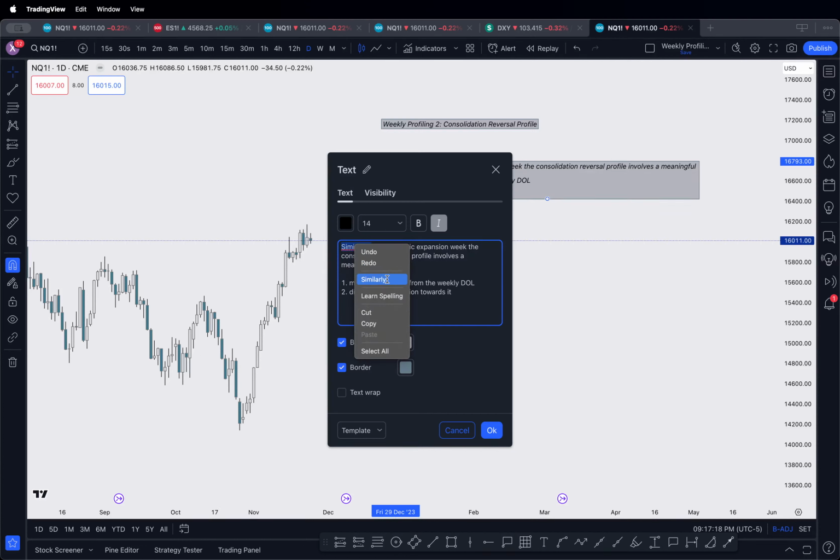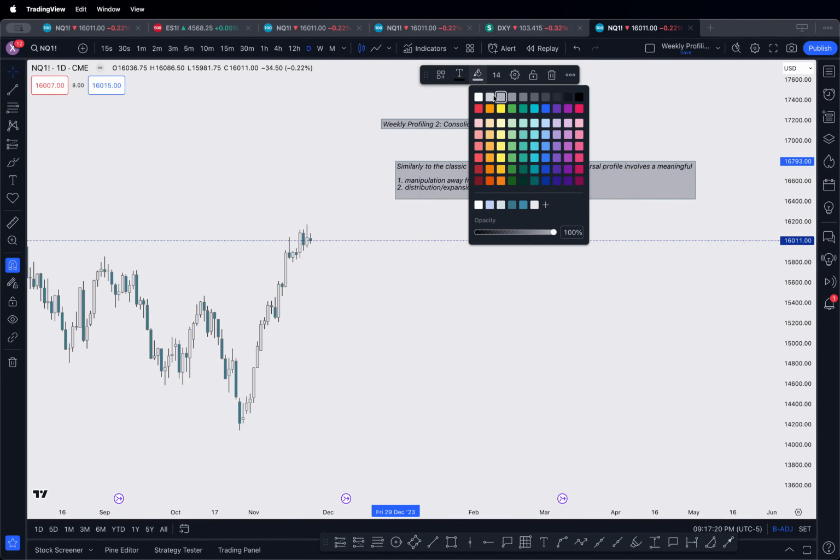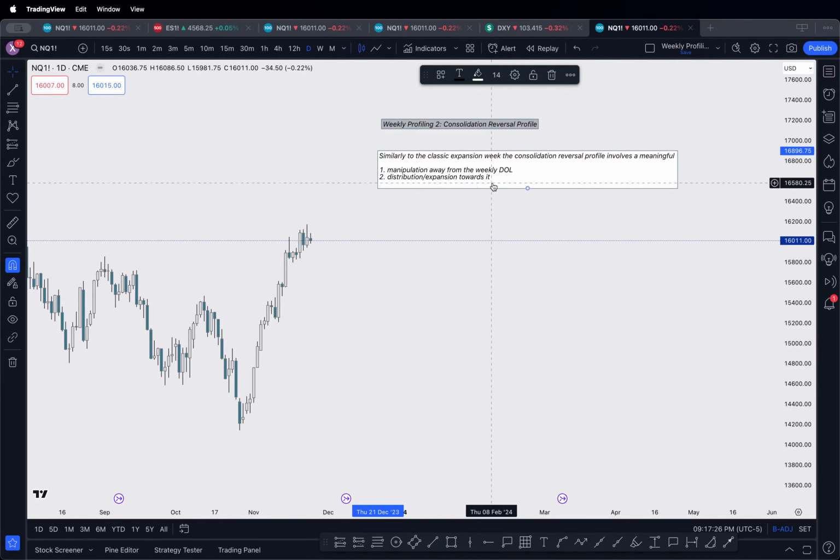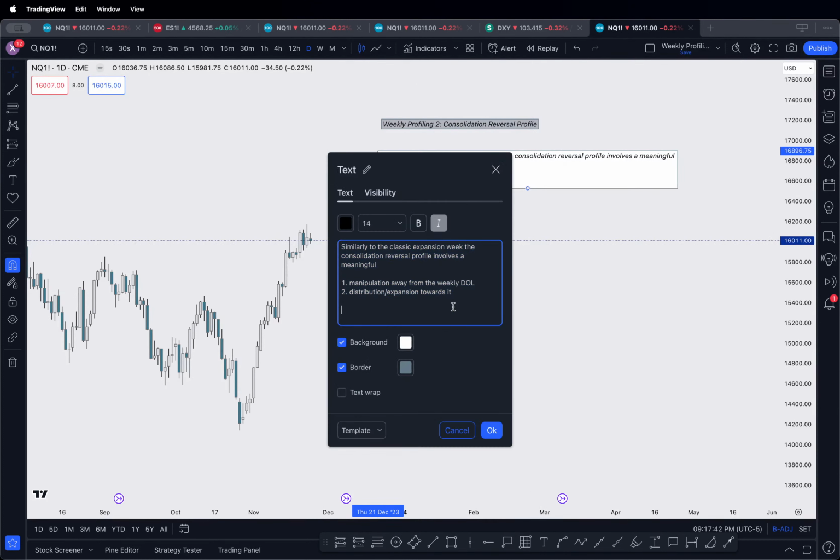What do you guys think is different based on the name between a consolidation profile, like a consolidation expansion, for example, versus a classic expansion? Just based on the name, what are some ideas that might come to mind? Consolidation reversal is the name. We consolidate instead of manipulate. Okay, so we consolidate. What days do you think we probably consolidate on? Monday, Tuesday. Yep. Good thoughts.